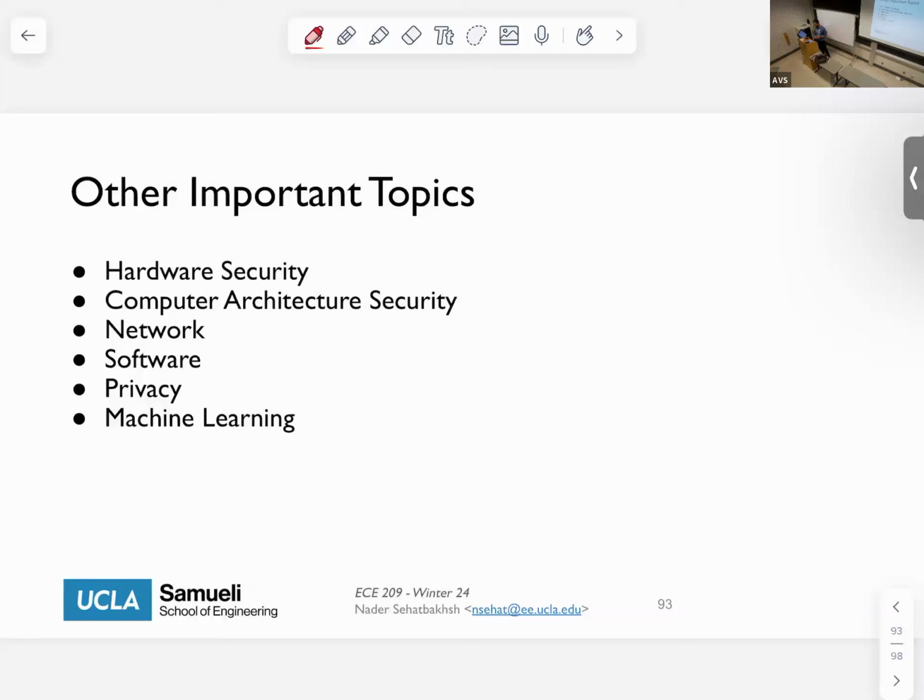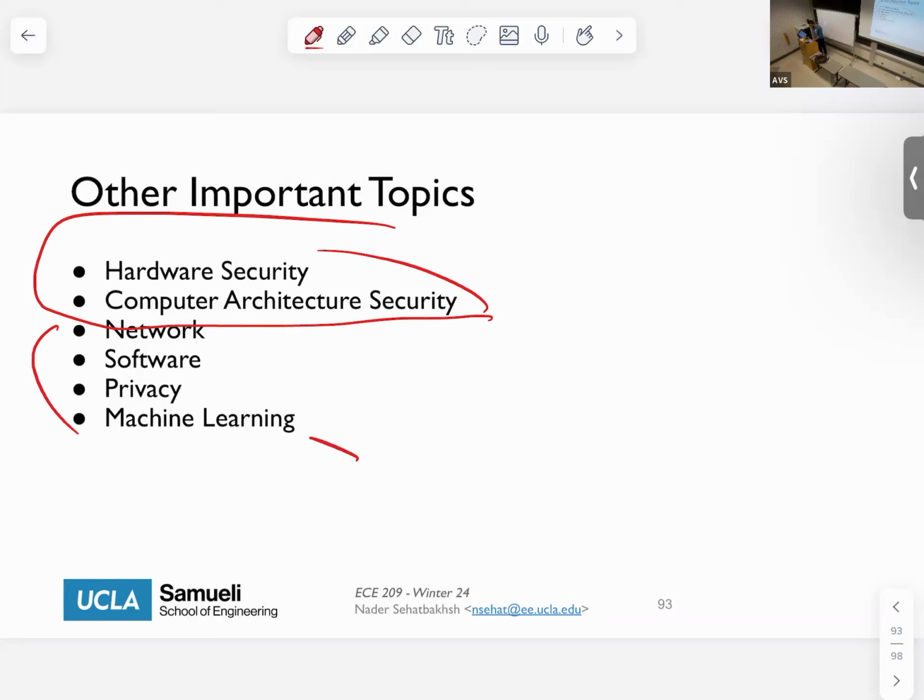We didn't talk much about hardware security and architecture security. As I said, this is a separate course. But these things that we didn't really talk about: network security, software security, privacy and privacy preserving, and machine learning security. These are very interesting things. There is a course in machine learning security that's going to be taught next quarter. If you're interested, consider taking it with Professor Yuan Tian.